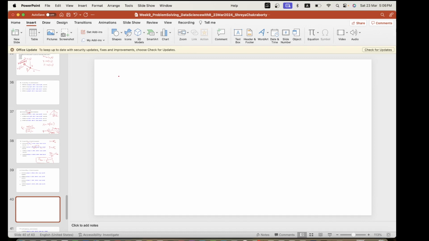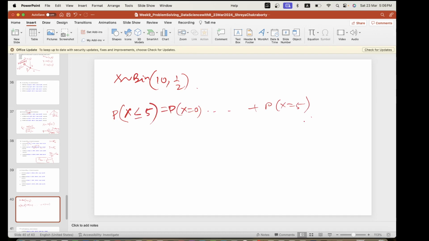Okay, let's say x follows binomial 10, half. Now probability x less than or equal to 5, if you want, this should be probability x equal to 0 plus up to probability x equal to 5. One way out is you do a dbinom for each of the x's and then add it up.